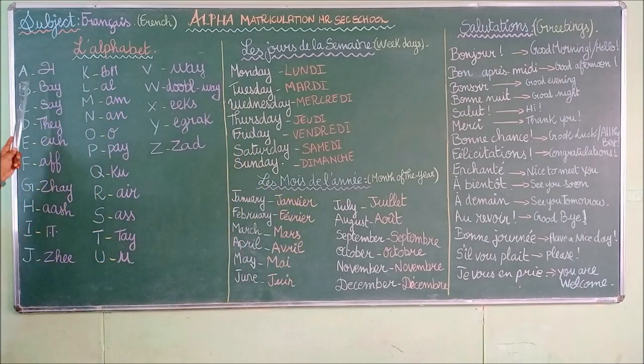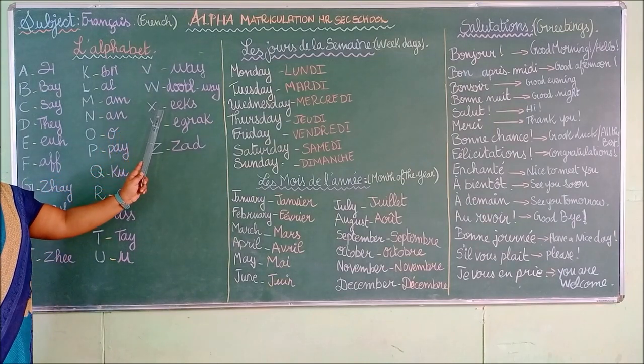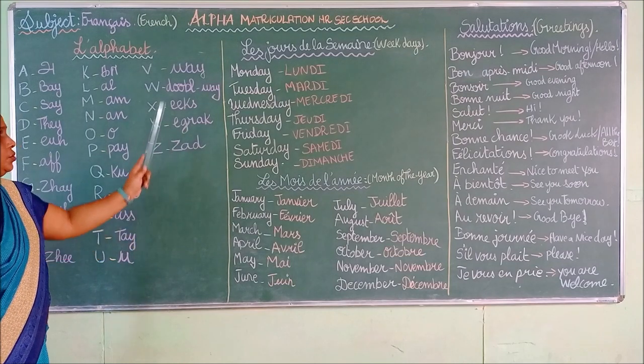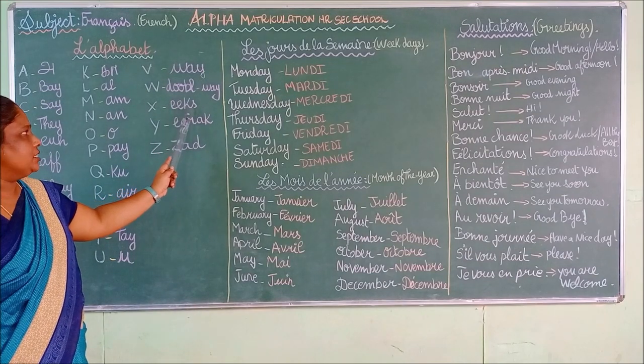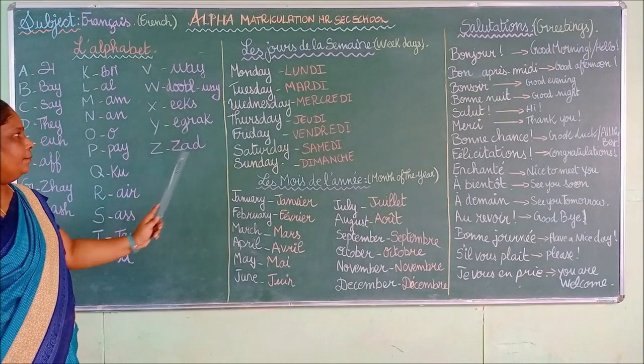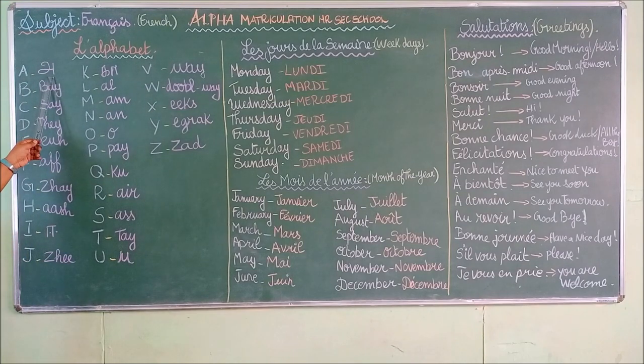A, B, C, D, E, F, G, H, I, J, K, L, M, N, O, P, Q, R, S, T, U, V, W, X, Y, Z. You can see W, X; you have the pronunciation in English. I wrote the pronunciation in Tamil, or you can write it with your Hindi pronunciation also.